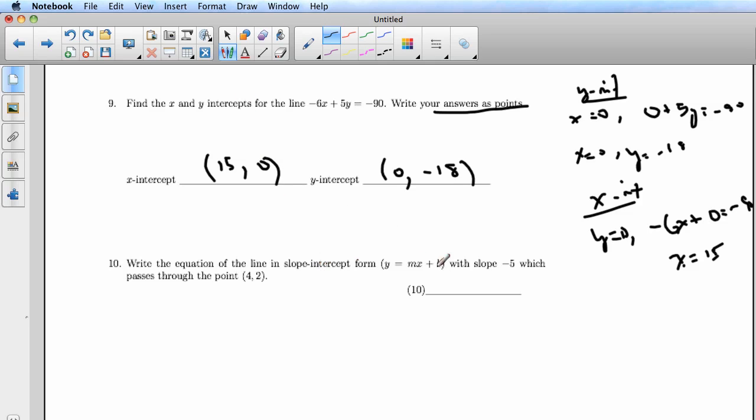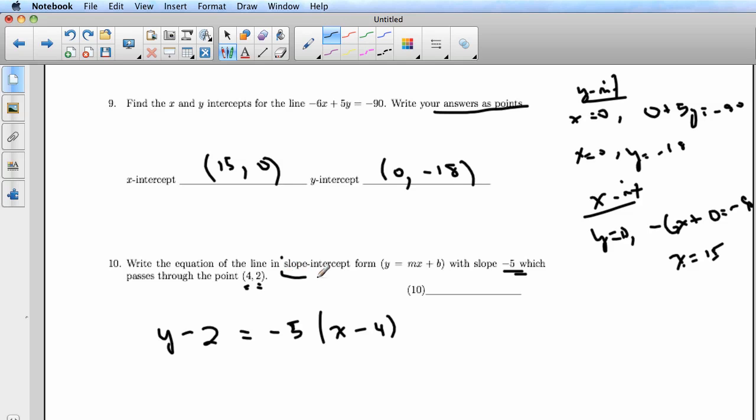And then finally, here I'm trying to write an equation of a line. I always start with point-slope form because that's easy. So point-slope form is y minus whatever y I'm given is equal to the slope times x minus whatever x I'm given. So that's a very easy way to build a valid equation of a line.